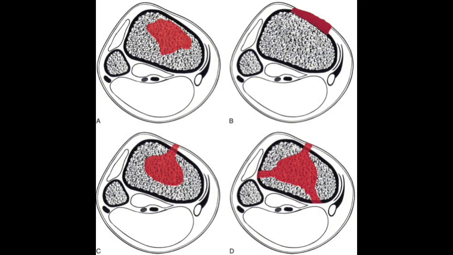The anatomic staging, however, is composed of four types. Type 1 is medullary osteomyelitis, i.e. the infection is confined to the medullary cavity. Type 2 is superficial osteomyelitis, i.e. the infection involves only the cortical bone surface.